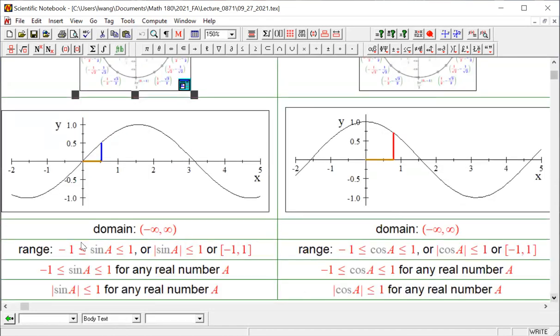Domain, range. If you study these materials from a trigonometry textbook, I have one over here. When I cover these topics, I cover them in a different order from the textbook, because they have definition and angle measurement in chapter 1, reference angle in chapter 3, and domain and range in chapter 4.